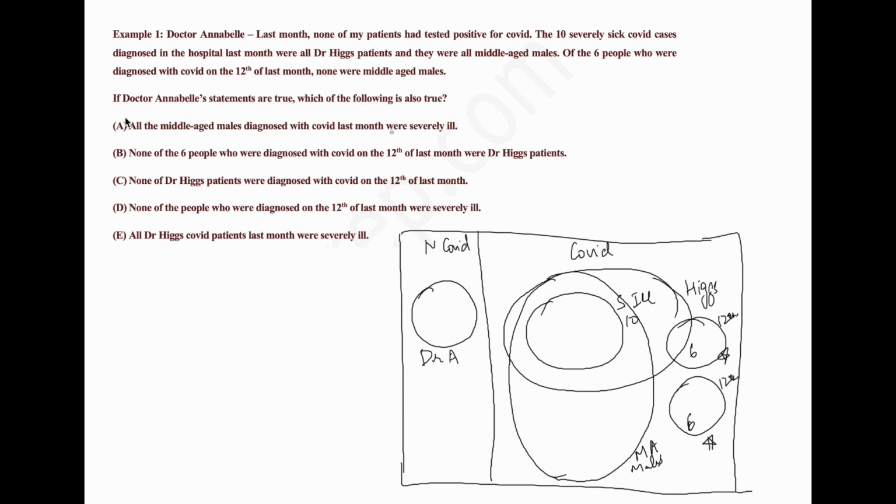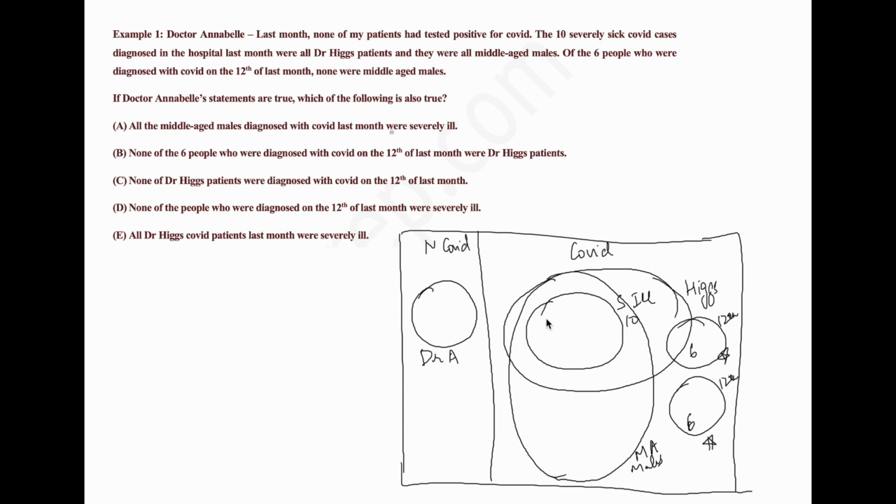All right. Now, if Dr. Annabelle's statements are true, which of the following is also true? Now, we have to look for the truthfulness of these statements. A: All the middle-aged males diagnosed with COVID last month were severely ill. This is saying that all the middle-aged males. That is not necessarily true.